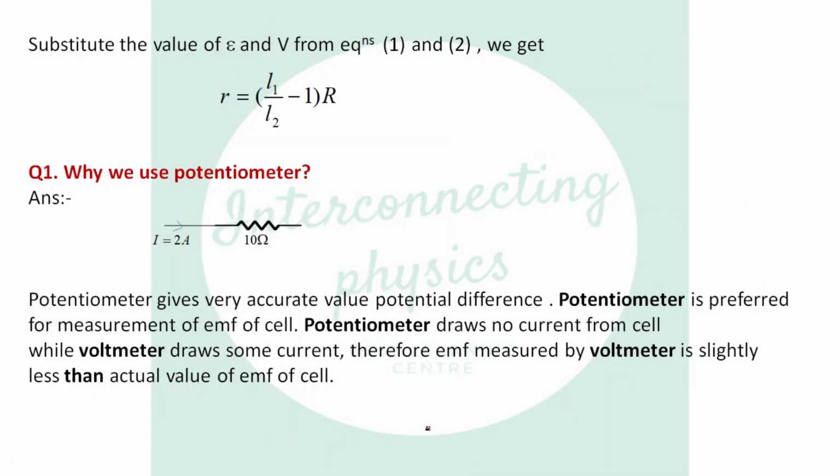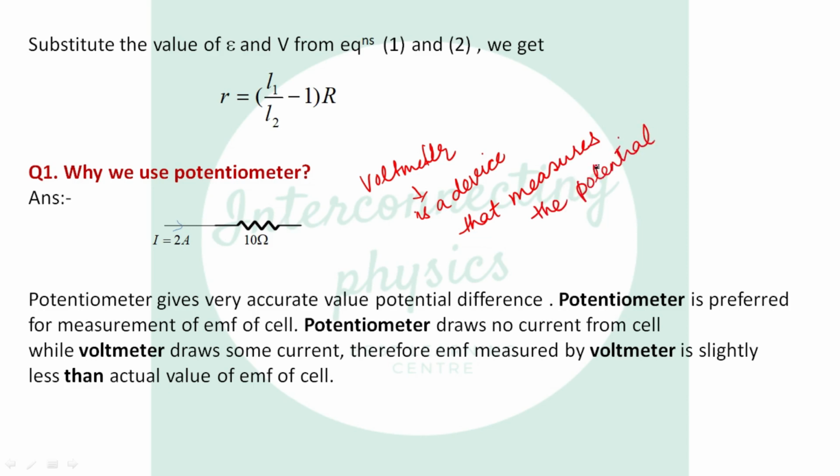Now let us understand some questions about the potentiometer. Question number 1: why do we use a potentiometer? Because we already have an instrument called a voltmeter. What is a voltmeter? A voltmeter is a device that measures the potential difference. If we already have a voltmeter to measure the potential difference, then why do we use a potentiometer?